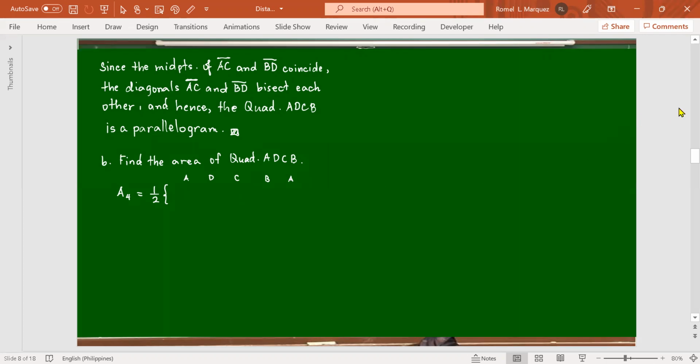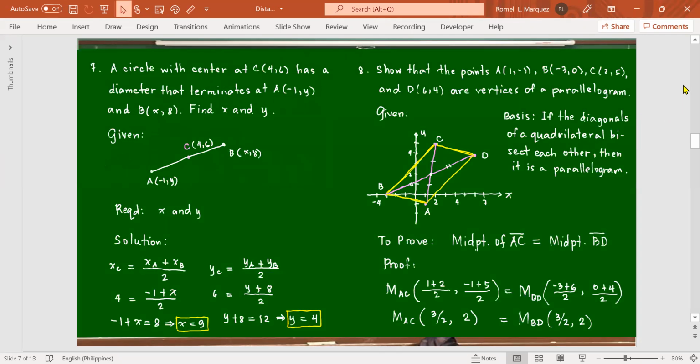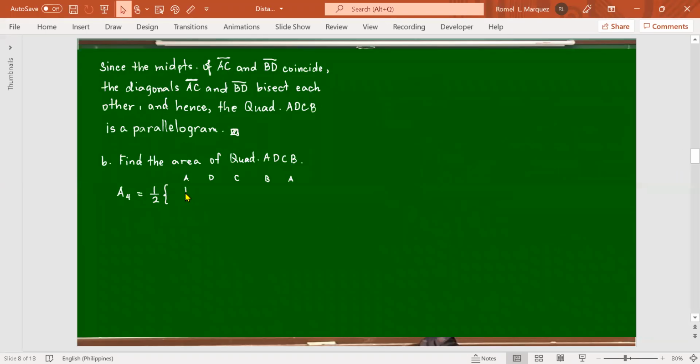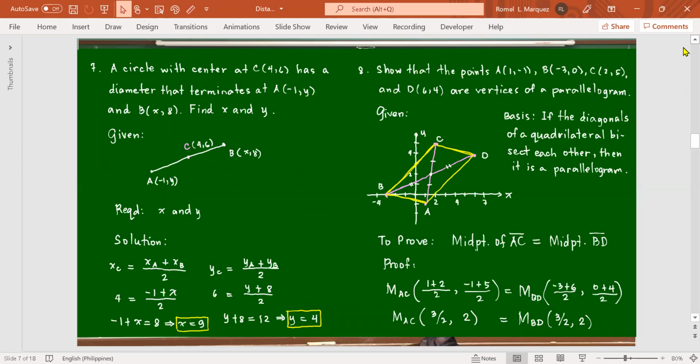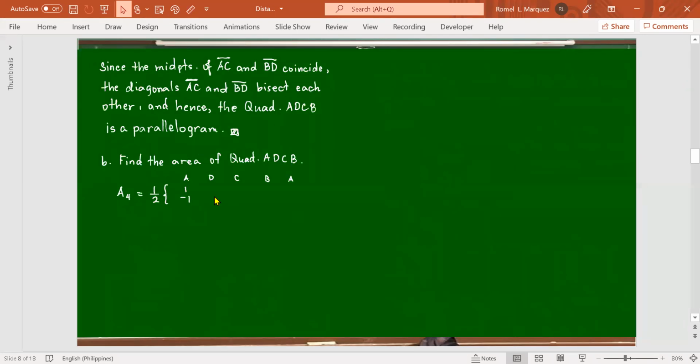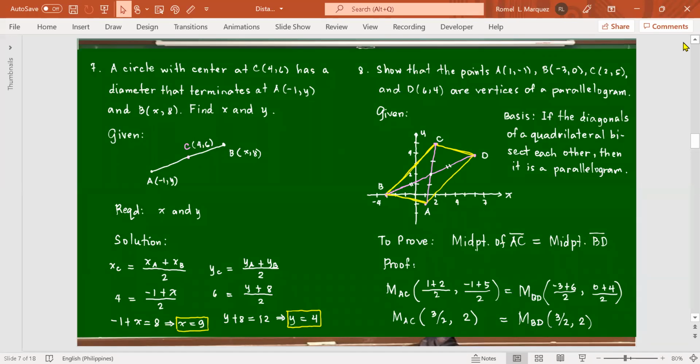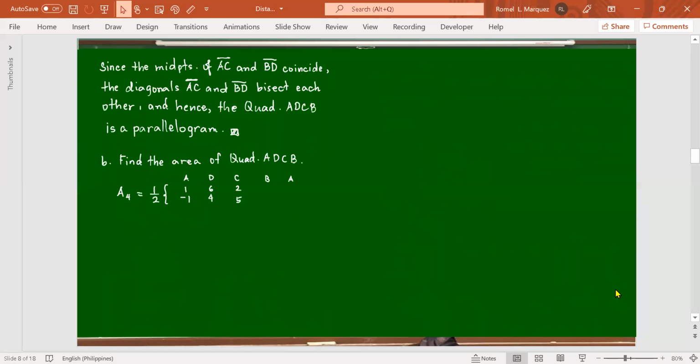What are the coordinates of A? 1, negative 1. What about D? 6, 4. This is 2, 5. What about B? Negative 3, 0. Then going back to 1, negative 1.